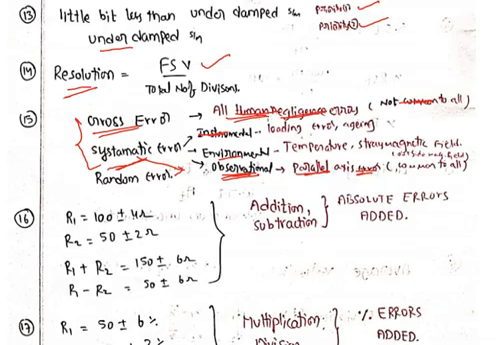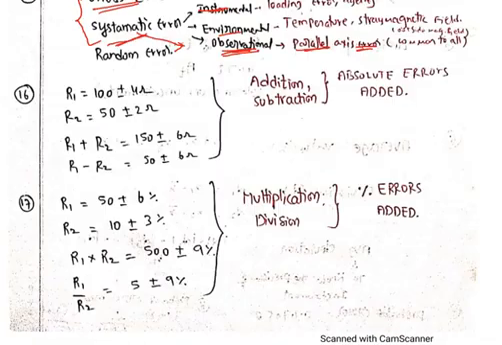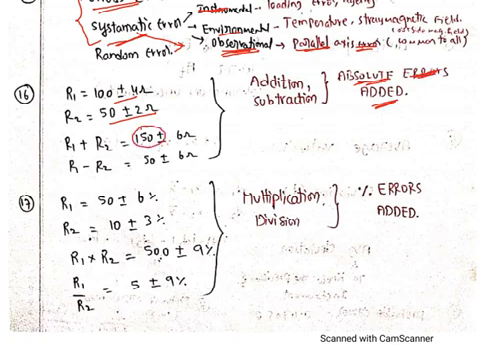Okay. And mostly problems will be given on this. R1 equal to 100 plus or minus 4 ohms and R2 equal to 50 plus or minus 2 ohms. For R1 plus R2, if they ask for addition or subtraction, absolute errors are added in this case. Here the absolute errors are given. What happens? R1 plus R2, 100 plus 50, 150, and the errors will be added only. Absolute errors are always added. So 4 plus 2, 6 you got. So 150 plus or minus 6.